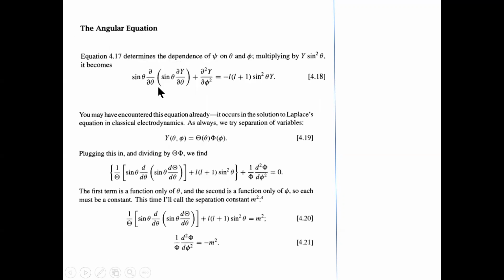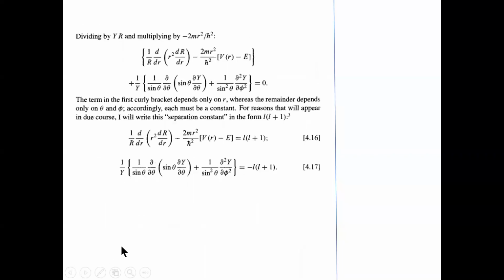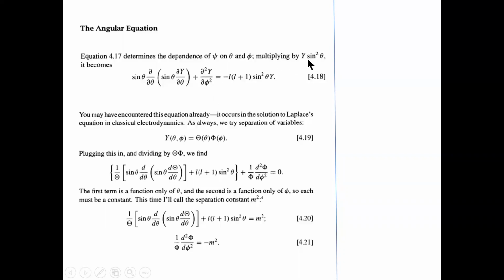So the angular equation now just becomes, we take this equation and multiply it by this factor. When we do that, it becomes this equation. You can see that this is a partial differential equation in two variables. So we'll again use the separation of variables technique and look for solutions that are separable: one function of only theta, one function of only phi. When we plug this solution into this equation, we get this equation.